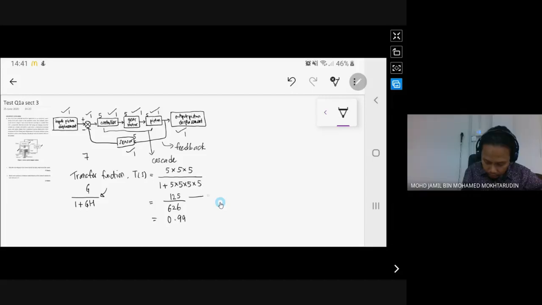Okay. So for this question, you get 1 mark if you know that this is 1 to 5 and this is 6 to 6. Another mark. And final answer, 1 more mark. Okay. So 3 marks all.